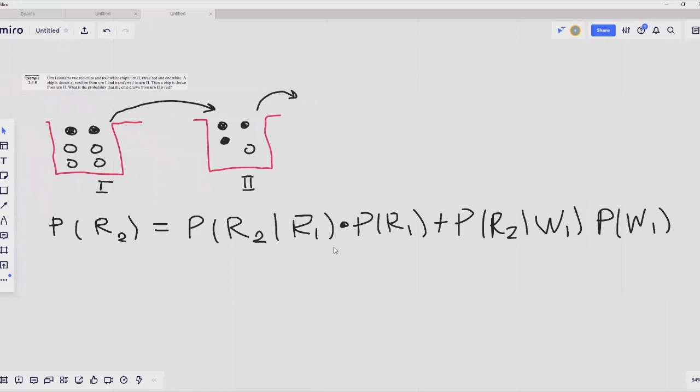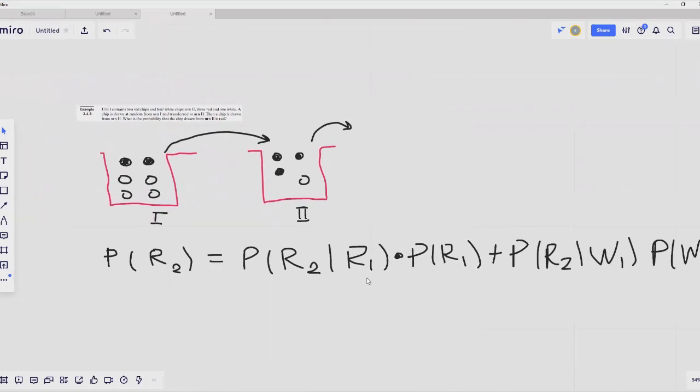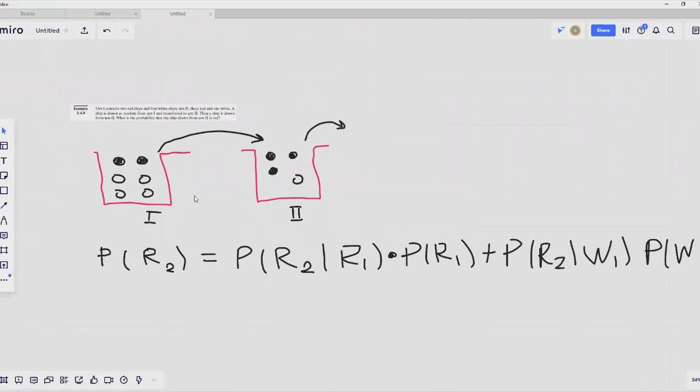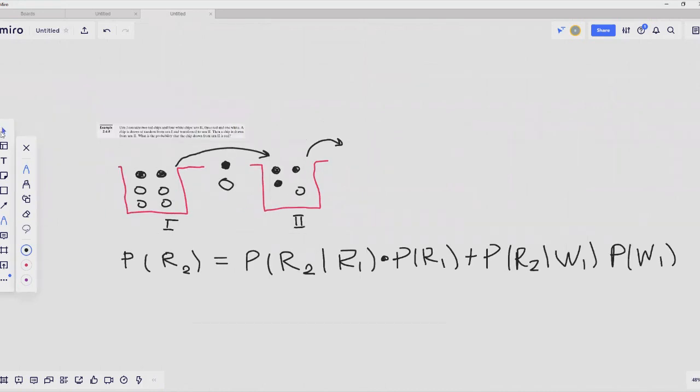Okay, this is true since the events red chip on the first draw and white chip on the first draw, these two partition our sample space since there are no other options. Either we transfer a red chip from urn number 1 to urn number 2, or we transfer a white chip from urn number 1 to urn number 2.